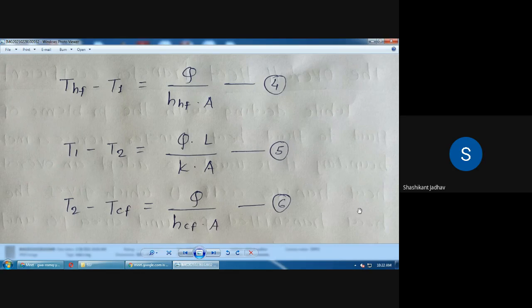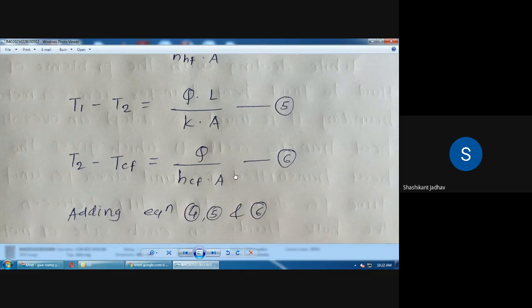Similarly, on the right hand side, adding the three terms, we take Q by A as common. Then the remaining terms inside are 1 upon h_HF in the first term, plus L by K in the second term, and 1 upon h_CF in the third term. So our equation is T_HF minus T_CF is equal to Q by A into bracket 1 upon h_HF plus L by K plus 1 upon h_CF.